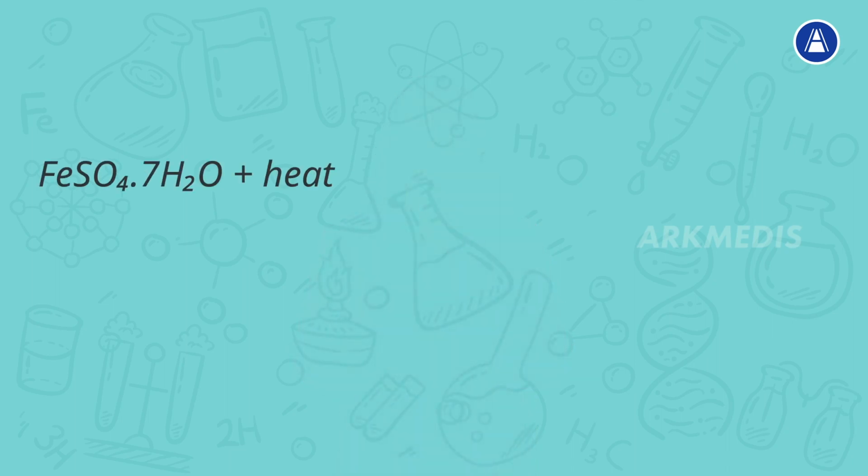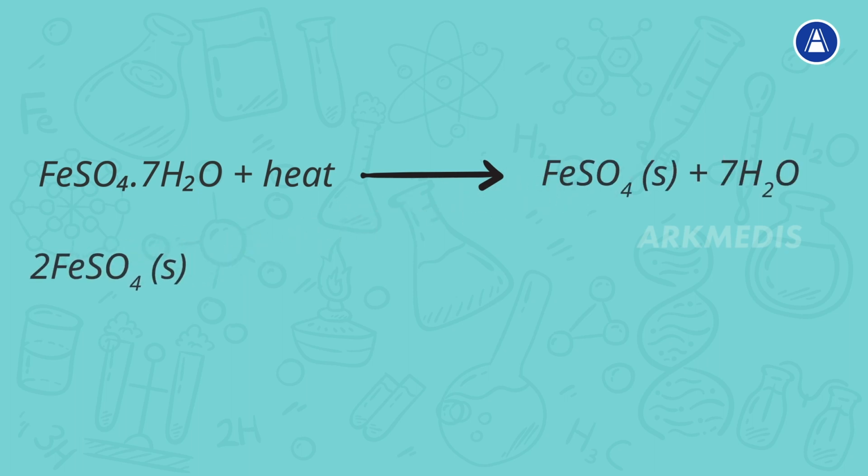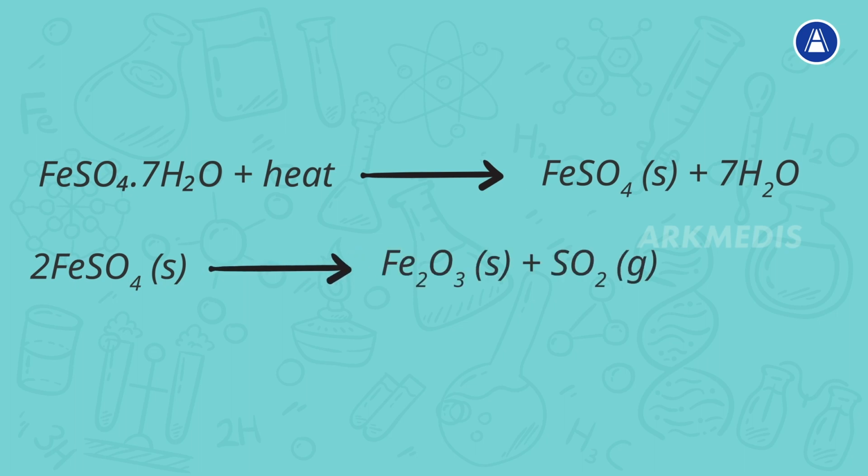This reaction can be represented as FeSO4.7H2O. When we supply heat to it, it gives rise to FeSO4 plus 7H2O. This FeSO4 further breaks down into Fe2O3 plus SO2 plus SO3.